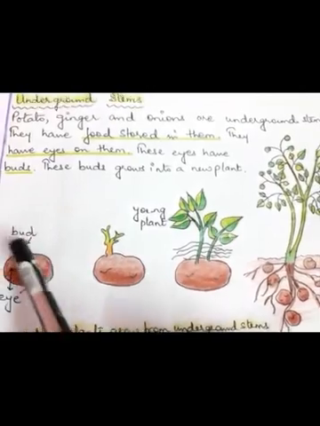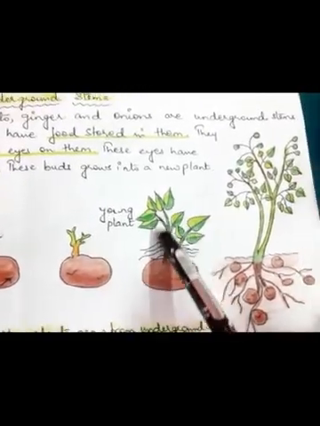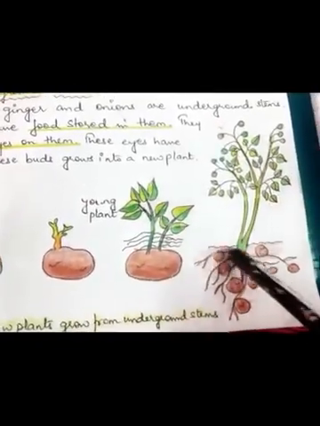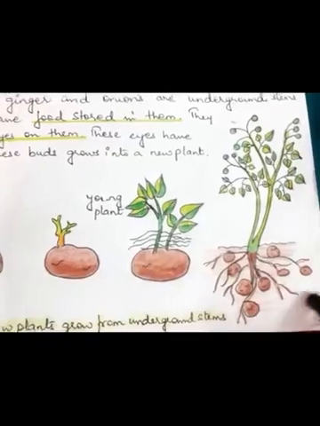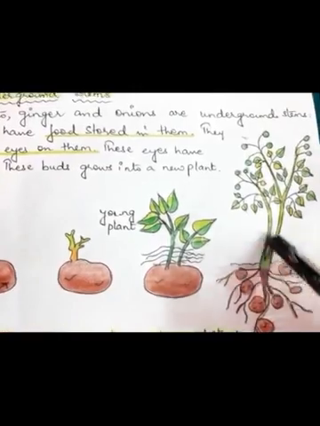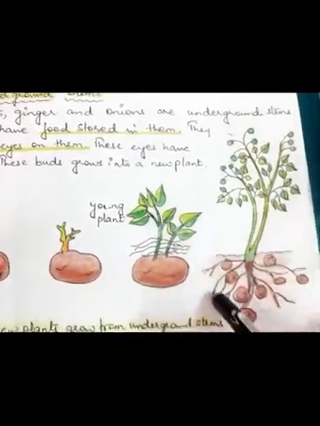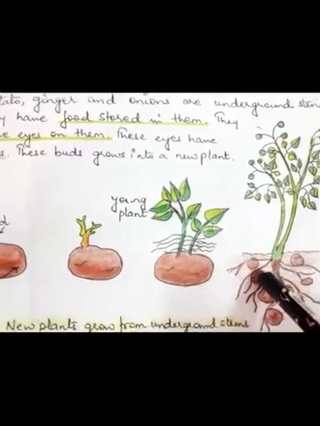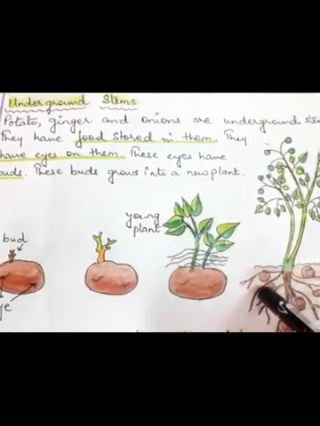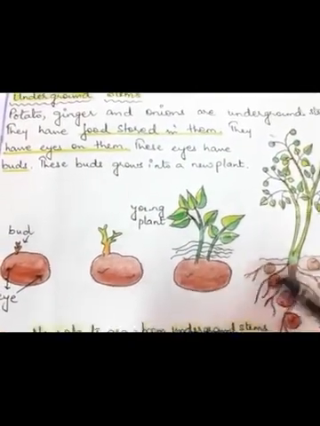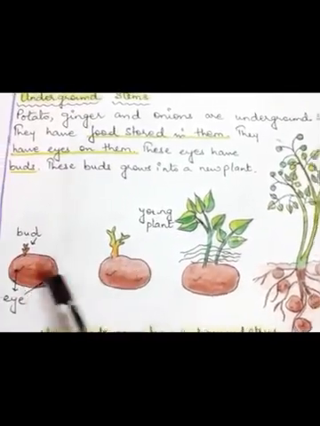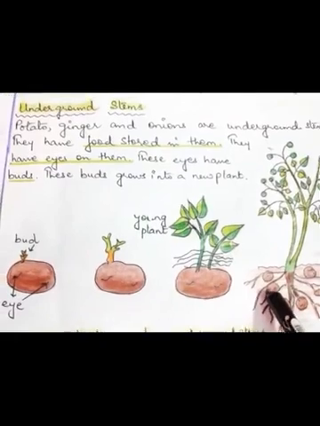Now that bud grows into a young plant, and slowly it grows bigger, and then you see the same plant producing several potatoes. Understood? So a new plant grows from underground stems, and that plant grows up and also produces several potatoes. This method of plantation is called vegetative propagation, and here the vegetative part is my potato, that is, the underground stem. Understood?